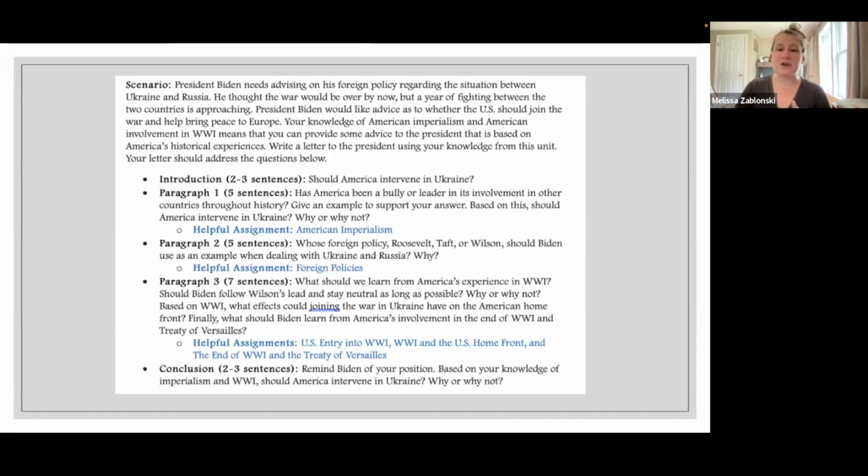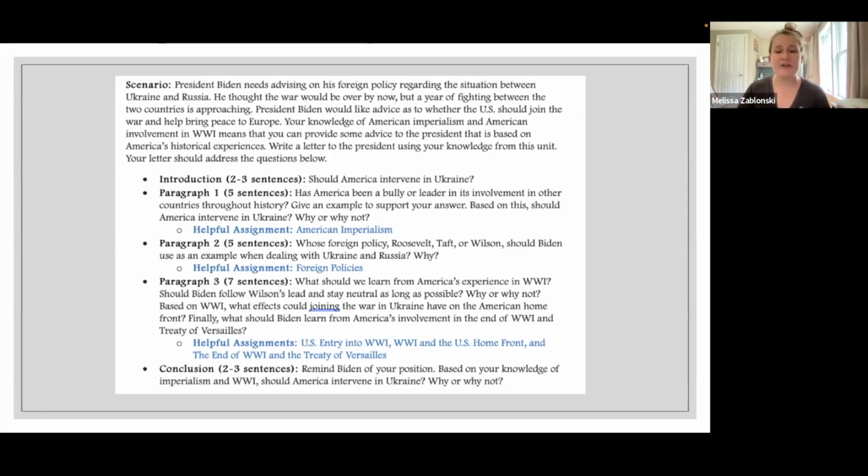The next thing that they do is they choose a foreign policy, so Roosevelt, Taft, or Wilson, and argue which policy Biden should most closely follow when dealing with Ukraine and Russia. So should he follow the more economic approach of Taft, the more moral approach of Wilson, or the speak softly, carry a big stick approach of Teddy Roosevelt, and why that policy they choose would be the best for him to take as an example.